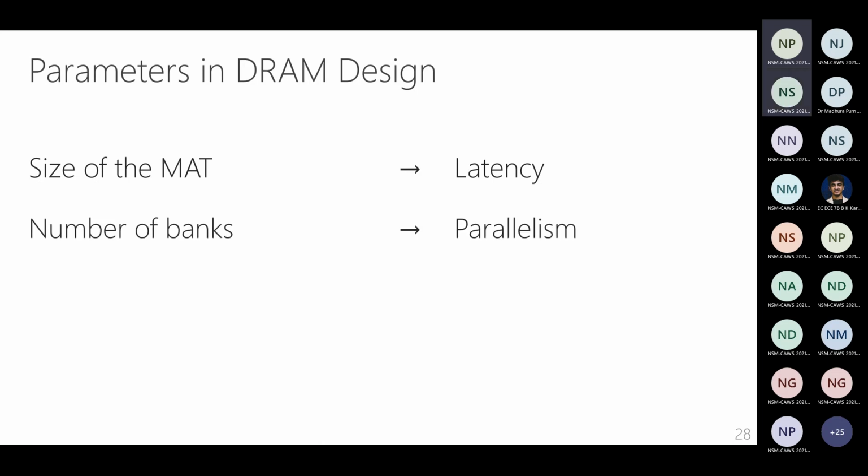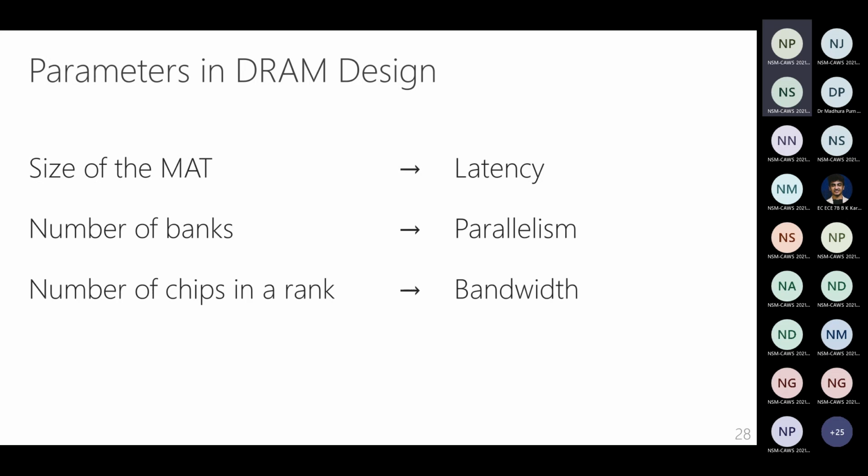Then we discussed banks, right? So we said there are going to be 8 banks. Now, if you remember from the previous lecture, you can send a request individually to different banks. So I can send an activate request to one bank, and in the next cycle, I can send an activate request to a different bank, which means now I am servicing 2 requests in parallel, right? So obviously, if I have more banks, I have more parallelism.